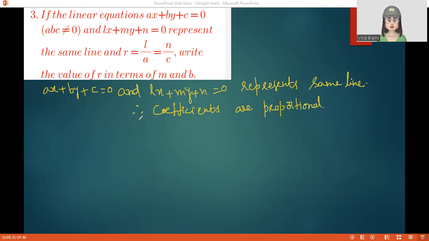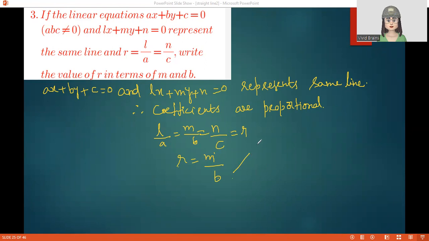So what are the coefficients? We will write the coefficients. That is l by a is equal to m by b is equal to n by c, right? Assume this as a ratio, that is r. Then r is equal to l by a is equal to n by c. Write the value r in terms of m and b. Yes, we got the r value in terms of m and b. r is equal to m upon b.